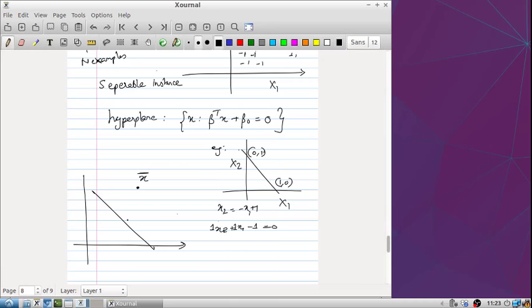Actually, maybe instead of x's here, let me put points p. Points such that beta transpose p plus beta naught is equal to 0. Just so that there is no confusion. Okay. Now let's say this point is x. I want to find the distance of this point to this line or plane in terms of Euclidean distance.